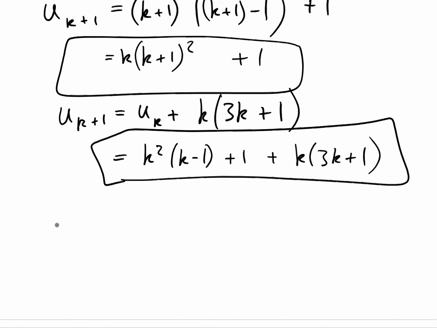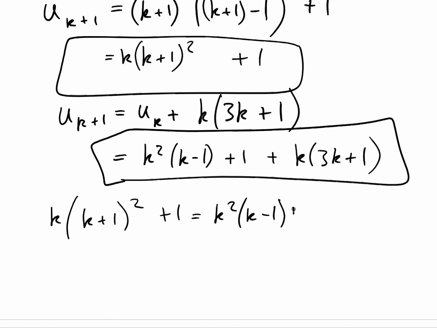Okay, so we want to show that k times (k plus 1) all squared plus 1 is going to be equal to this thing, which is k squared times (k minus 1) plus 1 plus k times (3k plus 1). A lot of algebra, but where do we start? Do we start with this side and try and turn it into this side, or do we start with this side and try and turn it into this side? Well, remember my rule. With algebra, you always start with the side that's not being compressed.